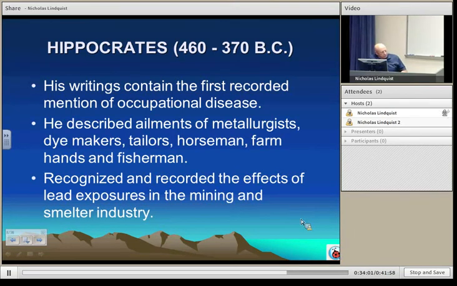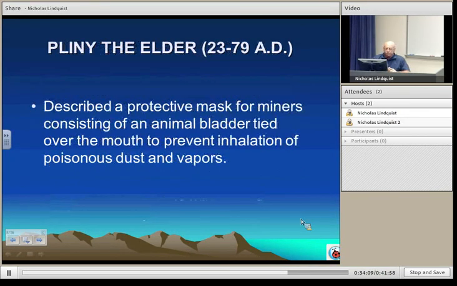I do a lot of training, or have in the past, on respirator protection, and you frequently hear how workers hate to wear respirators and moan and groan about it. Can you imagine the problems Pliny the Elder might have trying to get workers to put an animal bladder on their face? Our challenge is probably not nearly that difficult.